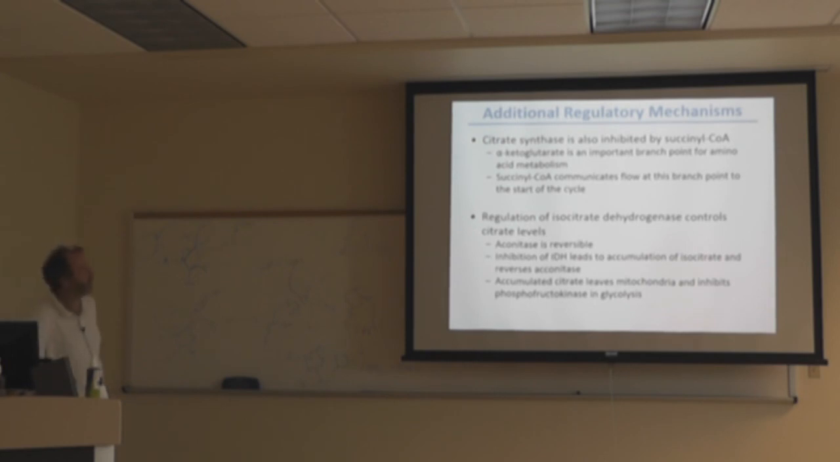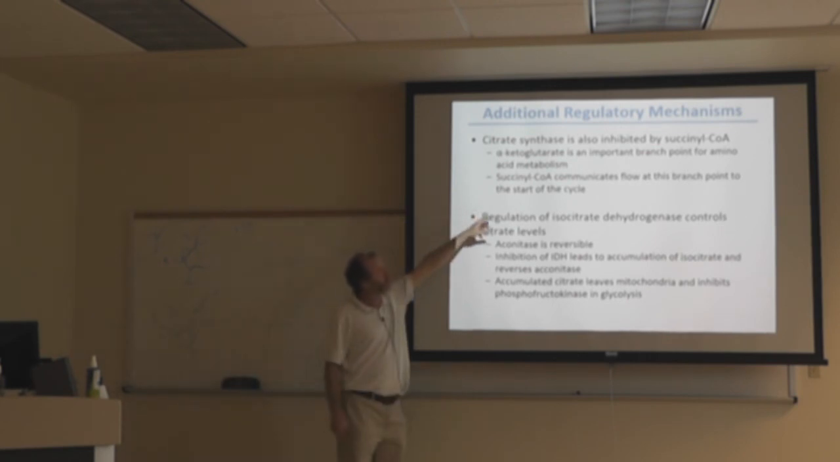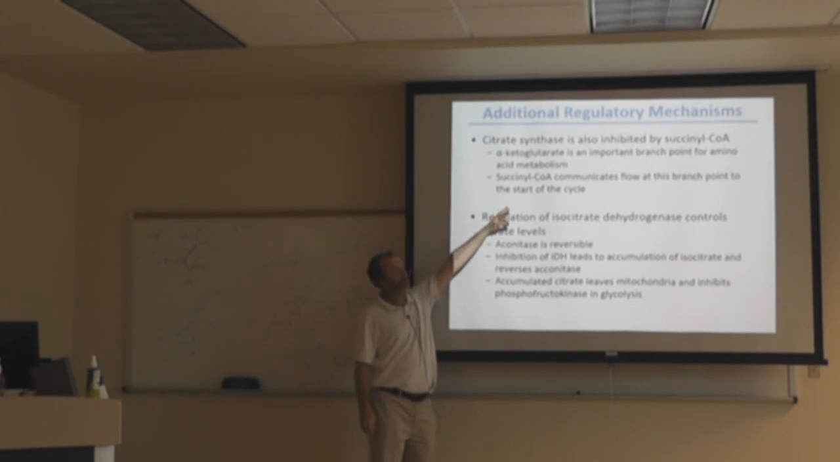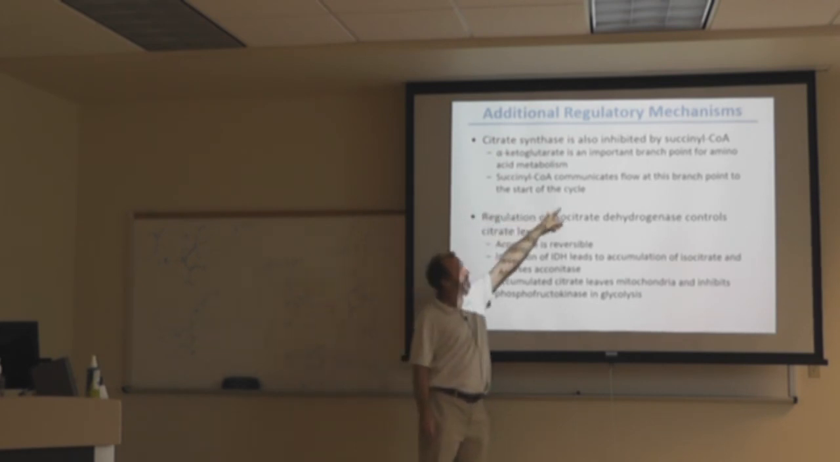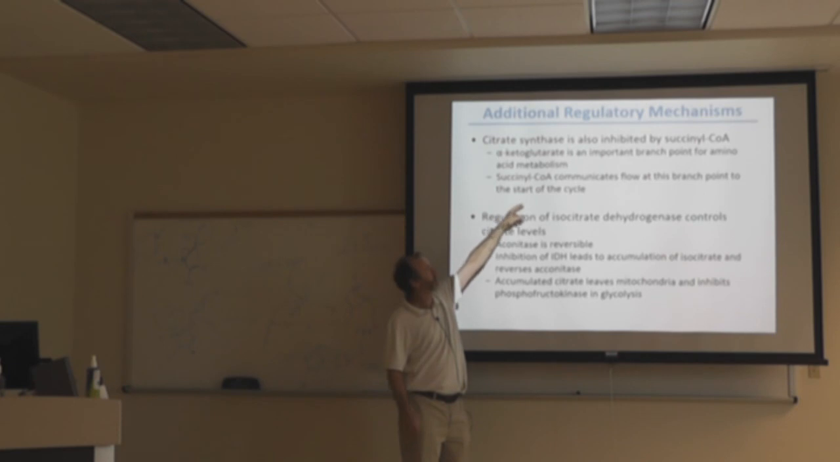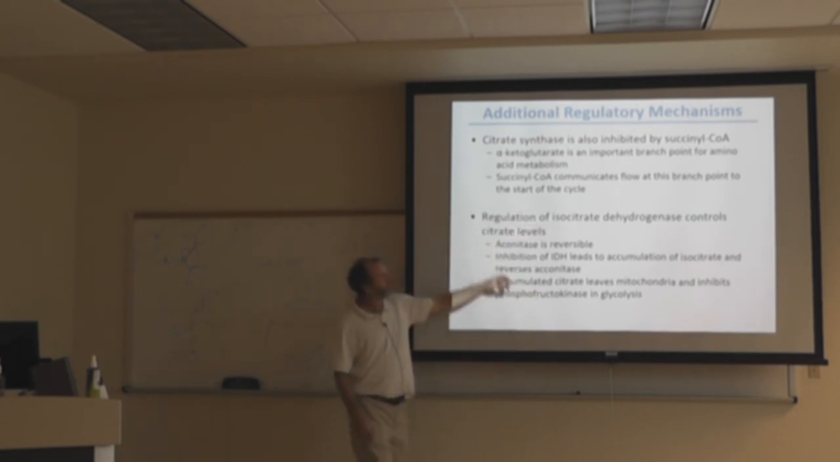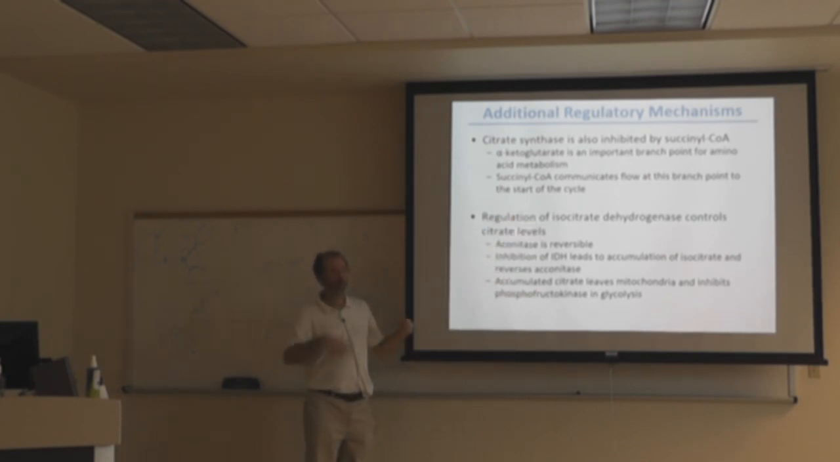Additional regulatory mechanisms: citrate synthase is also inhibited by succinyl-CoA. Alpha-ketoglutarate is an important branch point for amino acid metabolism. Right? So succinyl-CoA communicates the flow at this branch point to start the cycle. So if you have a lot of succinyl-CoA generated, you don't need to send more oxaloacetate to be made into citrate.